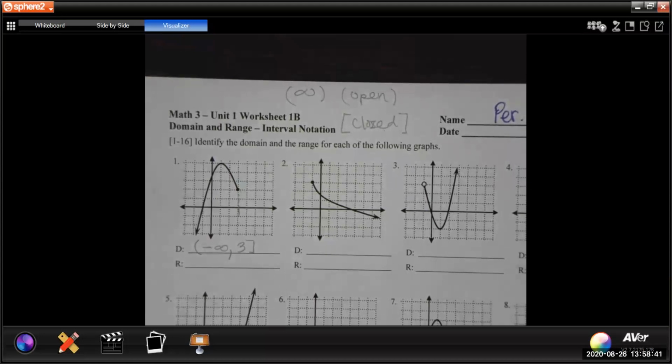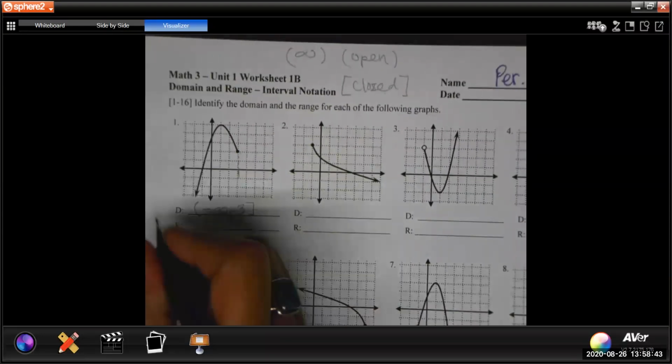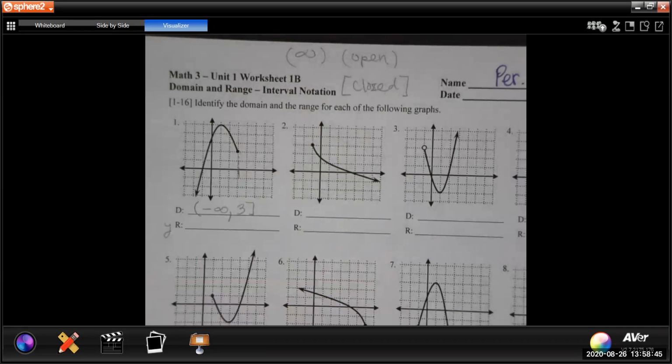Did anybody get that on their own? Good, good, good. Okay, let's try the range. The range, remember, is the y-axis. So we're coming from the bottom up. Does it have a start point at the bottom or does it go down forever? I'm going to call on one of you, so make sure you are ready. I'm going to call on Landon.